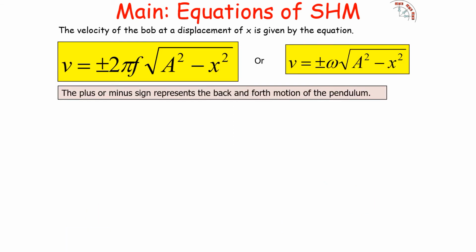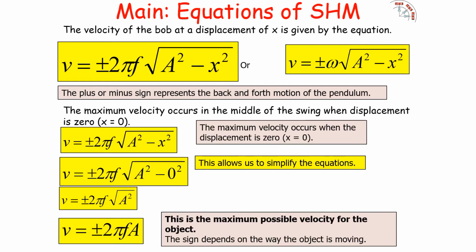So we can use this particular idea to work out the equation of the velocity of the bob at a displacement x. So v is equal to plus or minus 2 pi f or omega times by the square root of a squared minus x squared. Now the plus or minus sign represents the back and forth motion of the pendulum. Now maximum velocity occurs at the middle of the swing when the displacement is 0. So x is equal to 0. So this allows us to simplify the equation to say v is equal to plus or minus 2 pi f or omega times by a, which is the maximum possible velocity for the object.